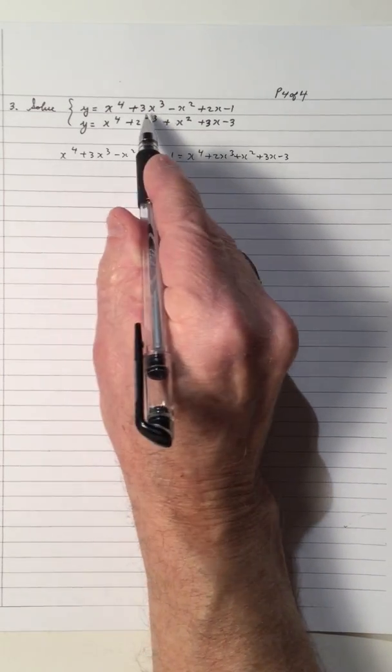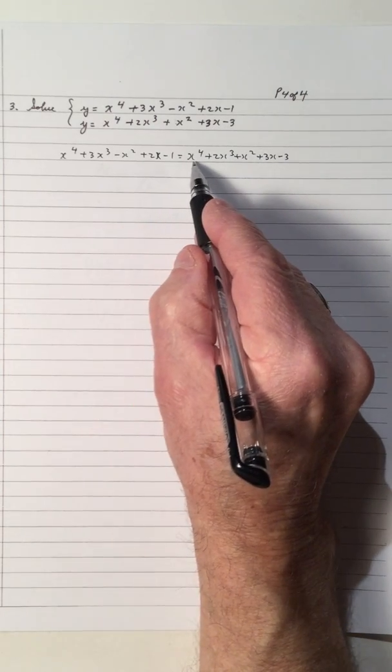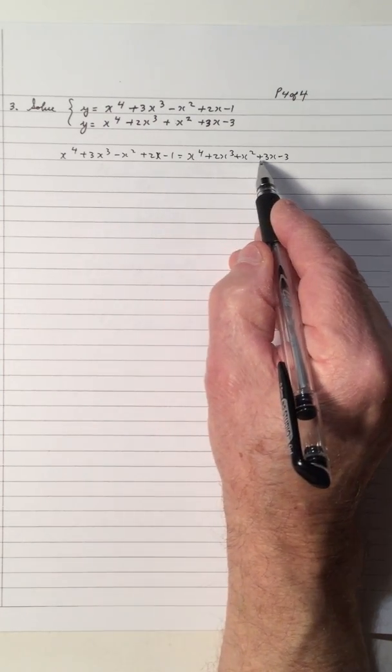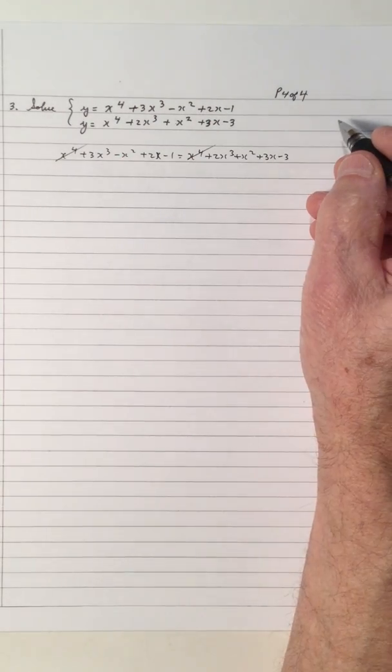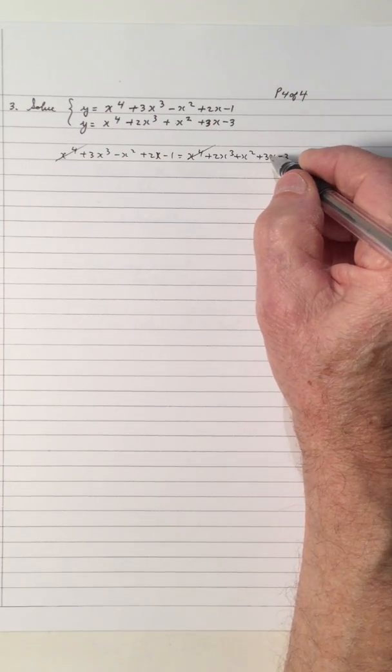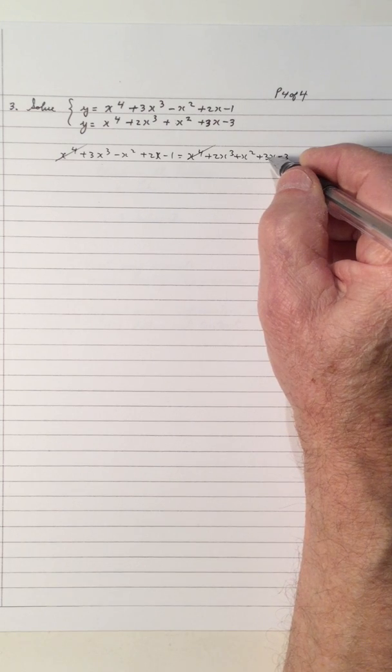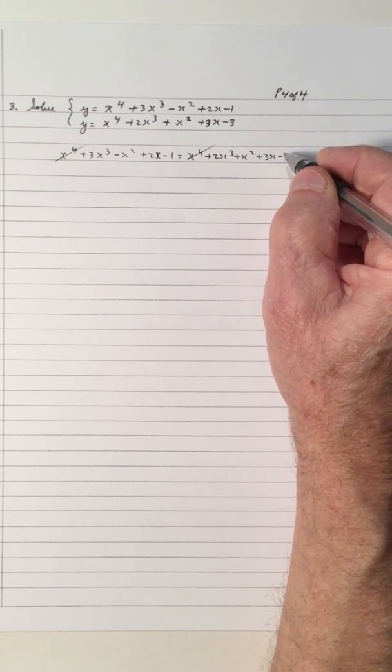So just checking to make sure. Looks like everything is okay. And the x to the 4's cancel out. Let's see, what else? Nope, nothing else cancels out.